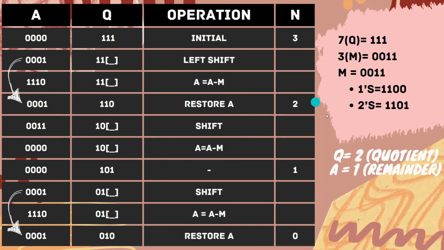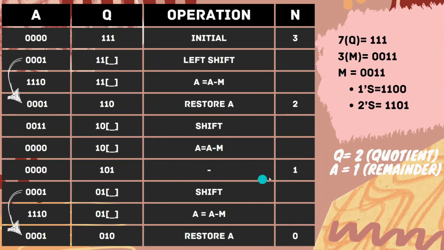Similarly, as N is not equal to 0, what we do is left shift, LSB is blank, MSB is expelled, then A is equal to A minus M. The result is 4 zeros. So as the most significant bit of A is 0, the Q0 is set to 1. Here in this step we do not restore A, we just take the value of A as it is, and N is decremented, so N becomes 1.